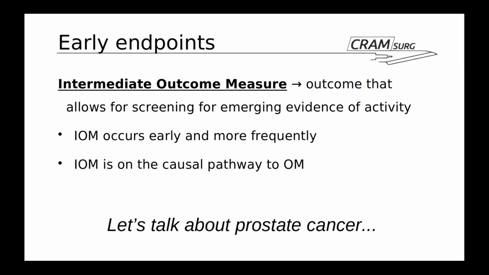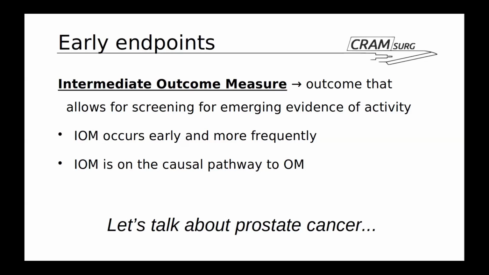We'll talk about some examples that will make it a bit clearer. But basically, an intermediate outcome measure happens early and frequently compared to the outcome measure that you're actually looking at for the overall trial. And it is supposed to be on the causal pathway to the outcome measure that you're looking at in your trial at the end.